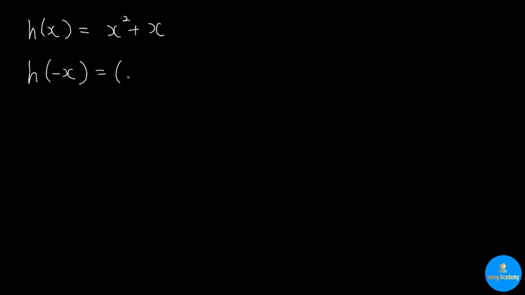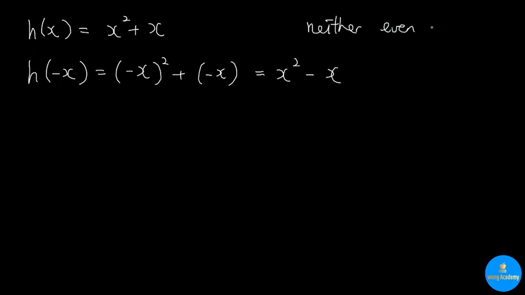x squared becomes negative x squared, plus x becomes negative x. This can be simplified into x squared minus x. Notice that this is neither h(x) nor negative of h(x). Therefore, this function h is neither even nor odd.